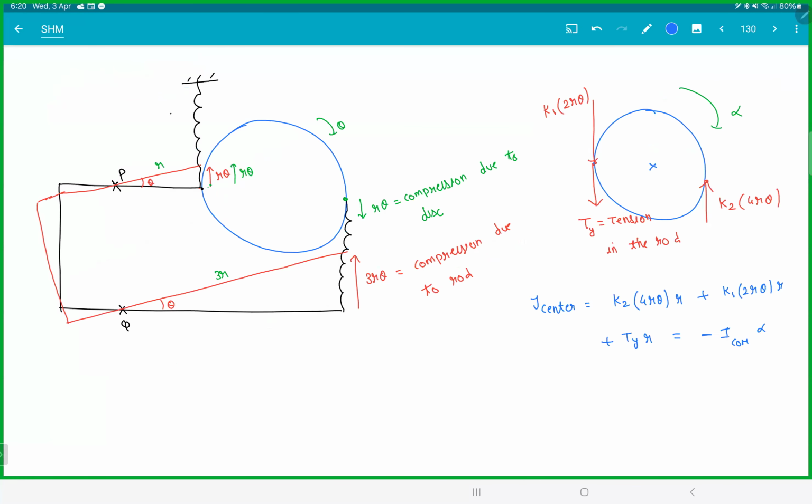Then once you've got the tension here, take it and dump it here. So this tension T is 12 K2 R theta. Substitute here, how much is this? 4 K2 R square theta plus 2 K1 R square theta plus 12 K2 R square theta minus M R square by 2 alpha. So alpha will be minus 32 K2 plus 4 K1 by MR theta.